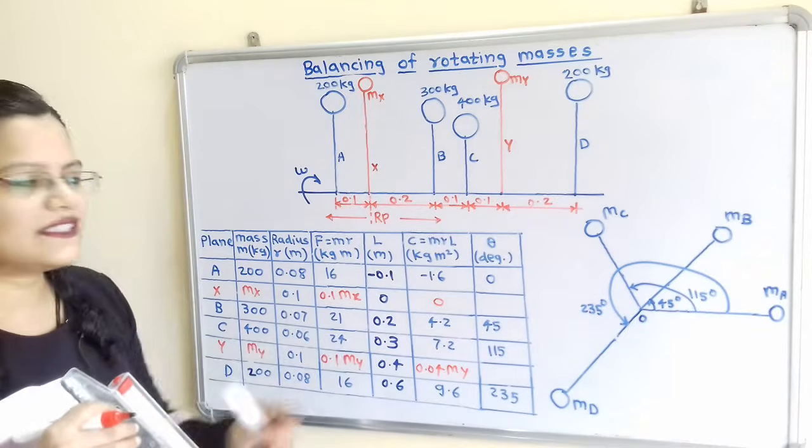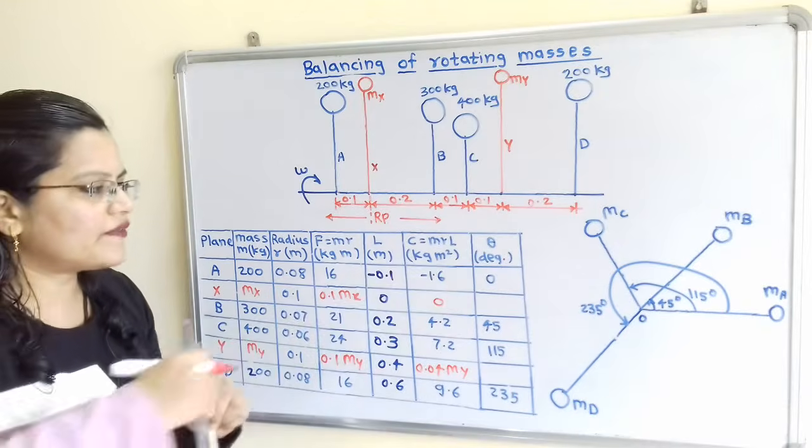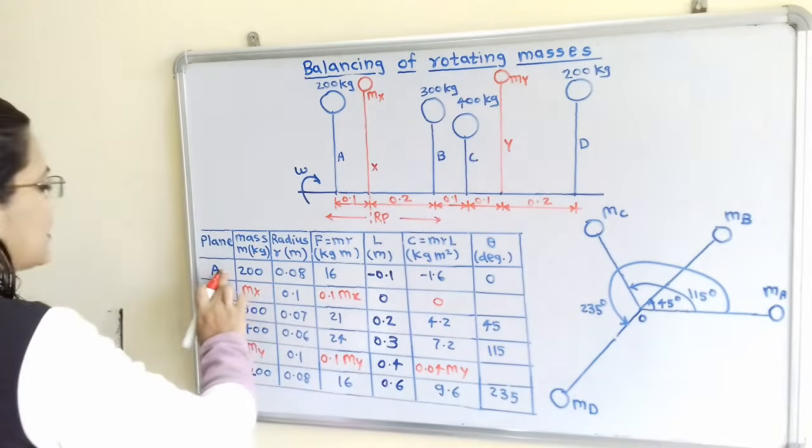Now we will move next to theta, the angle in degrees. We will refer to this diagram. What is the angle for A?